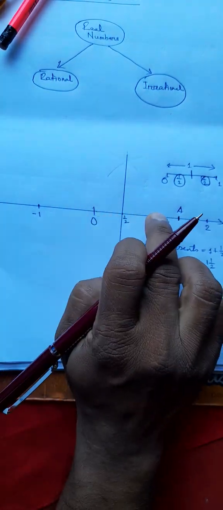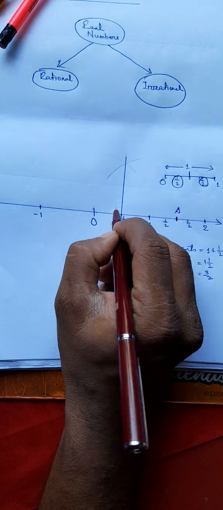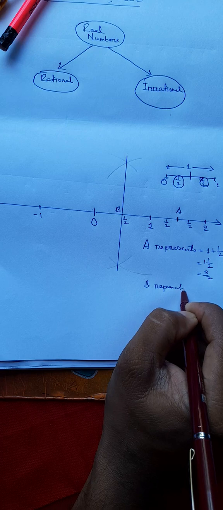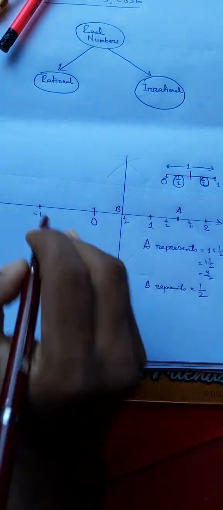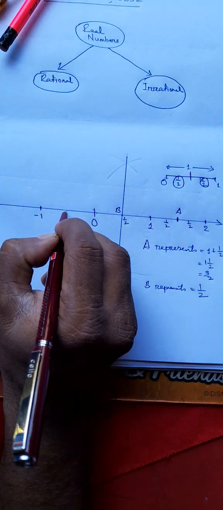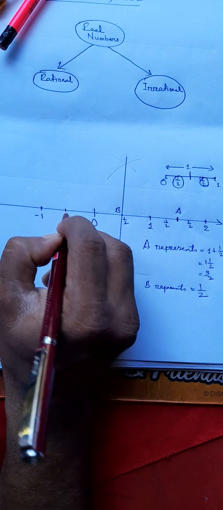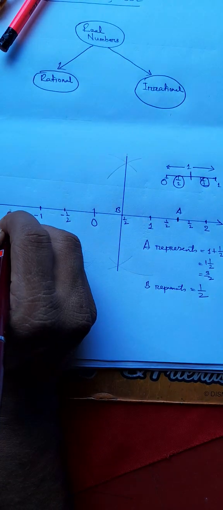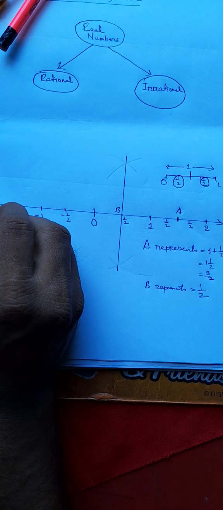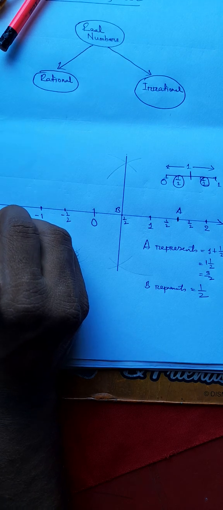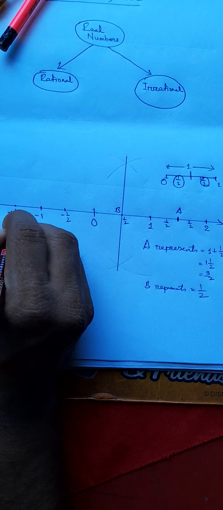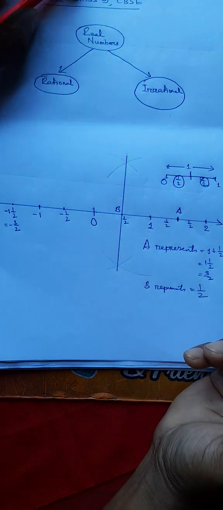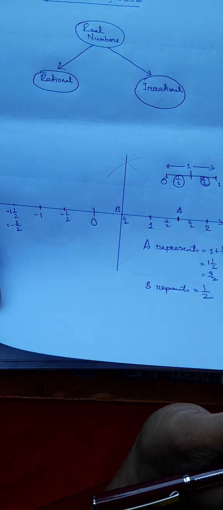Similarly in between 0 and 1 you get, say this point is B. B represents half. Similarly in between 0 and -1, if you divide this line segment exactly into equal halves, you will get minus half here. Similarly in between -1 and -2, if you divide exactly into two equal halves, you will get -1 and half, that means -3 by 2. Thus we get a new set of numbers.